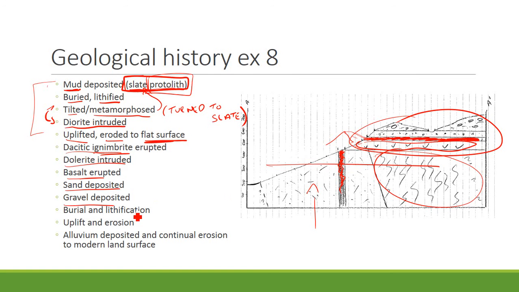On top of that, you had gravel deposited. These guys were then all buried and once again lithified, so turned into rock. So that turned our sand into sandstone, it turned our gravel into conglomerate. Then this material was uplifted and eroded, and then we have the alluvium deposited and continual erosion to the present day land surface. So that is the geological history of this area.